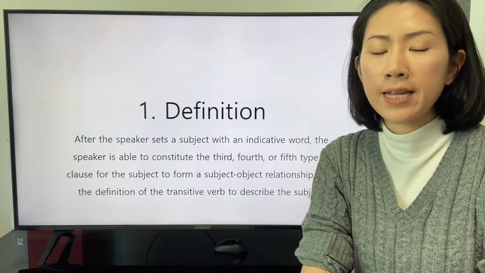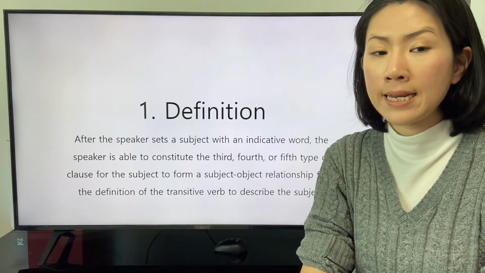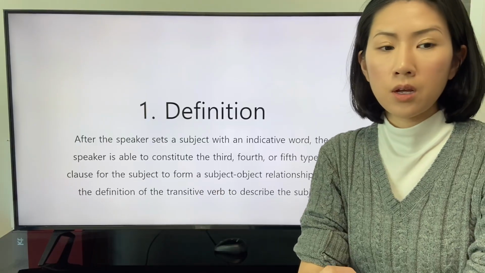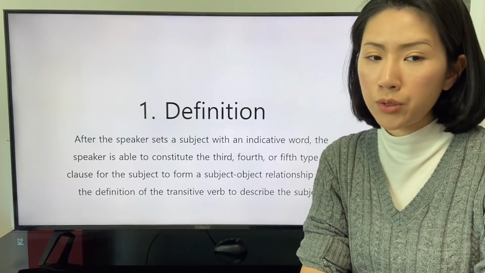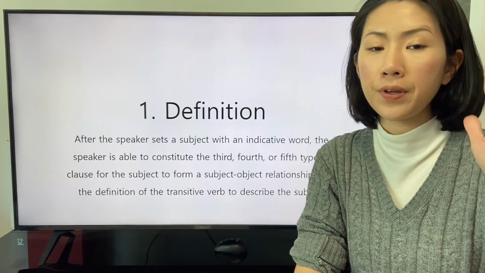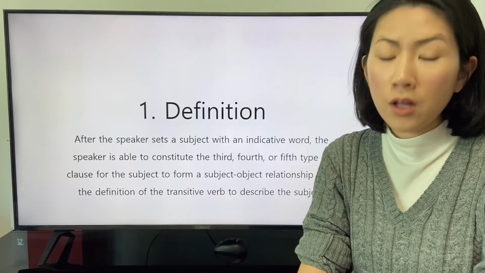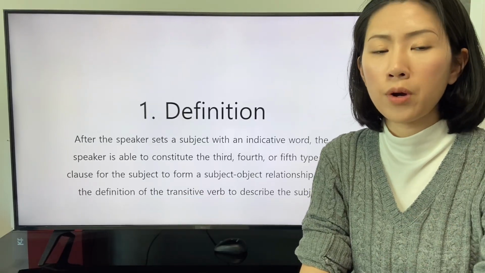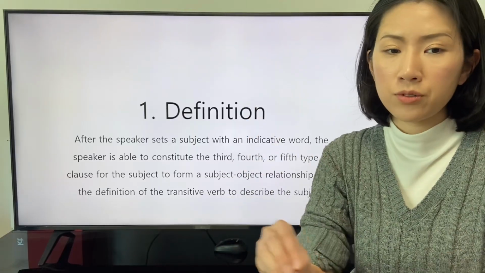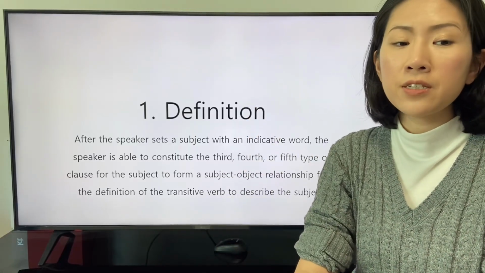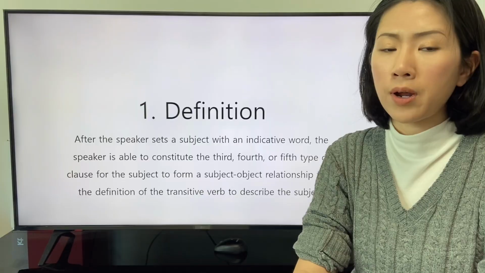After the speaker sets a subject with an indicative word, the speaker is able to constitute the third, fourth, or fifth type of clause for the subject to form a subject-object relationship from the definition of the transitive verb to describe the subject.